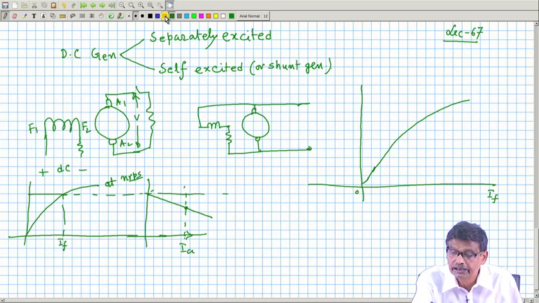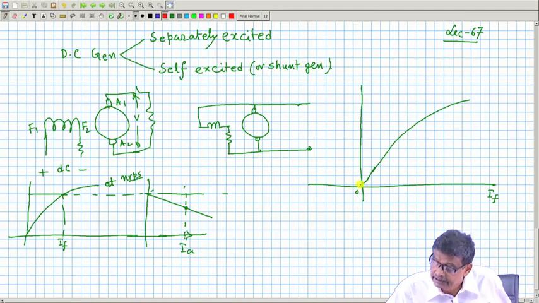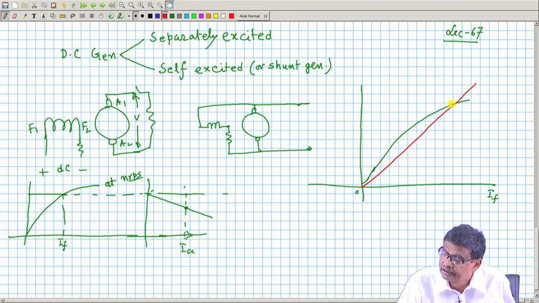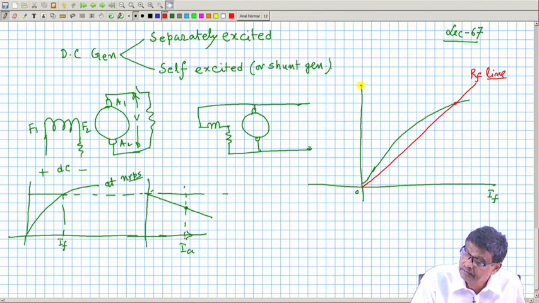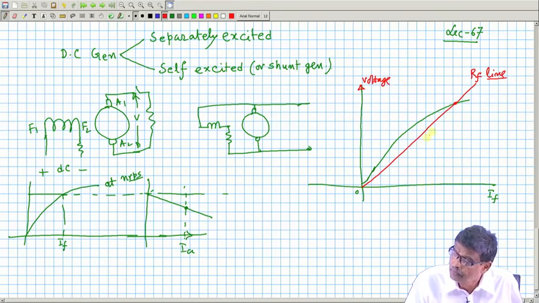How much voltage this machine will excite to depends upon the value of the field circuit resistance. This is called the RF line, which is just the VI characteristic of the field circuit. This is the voltage axis. How much voltage will the generator generate? It will generate across the armature A1, A2, and this generated voltage will be about Eg.